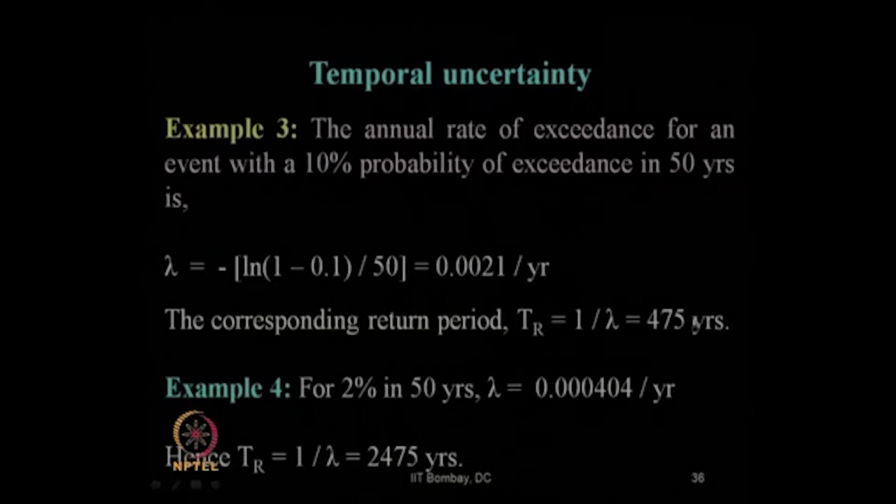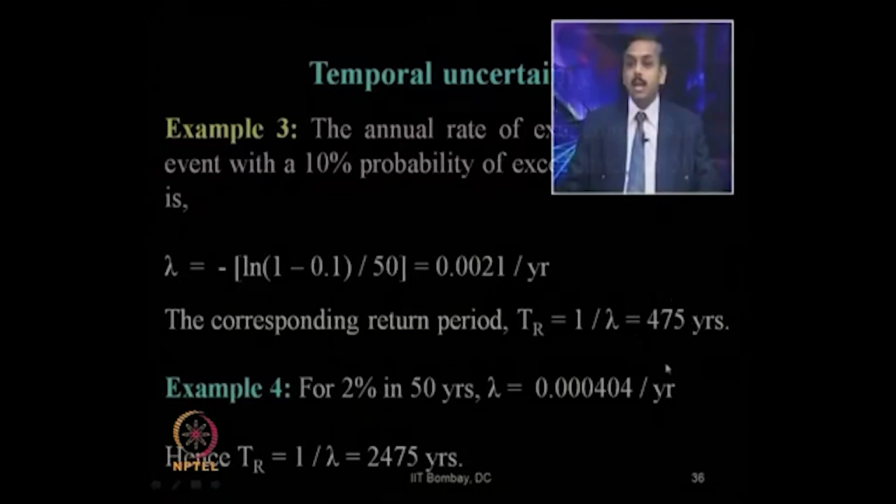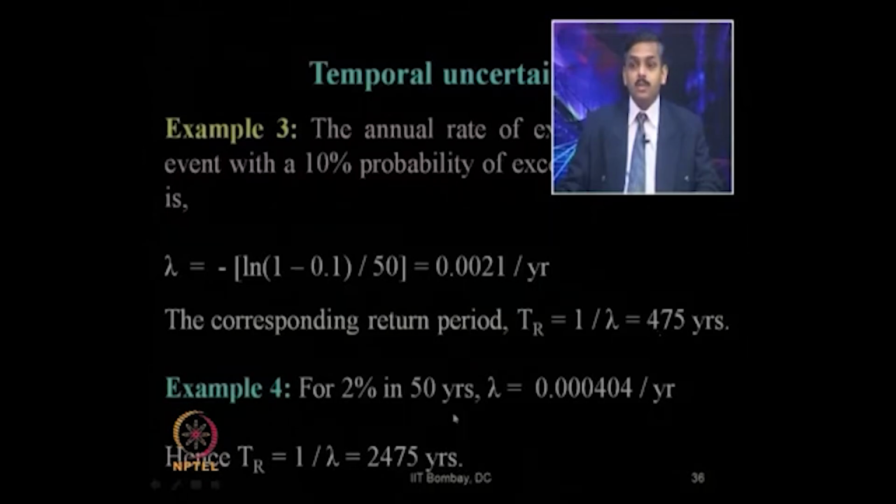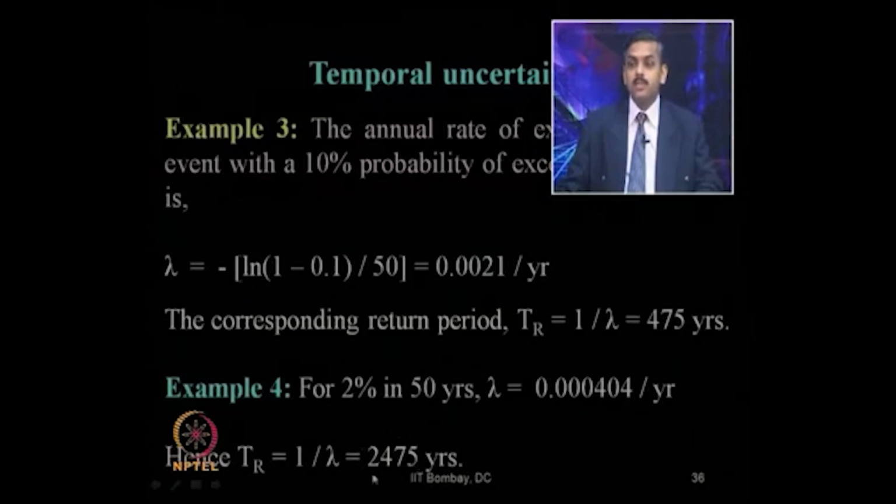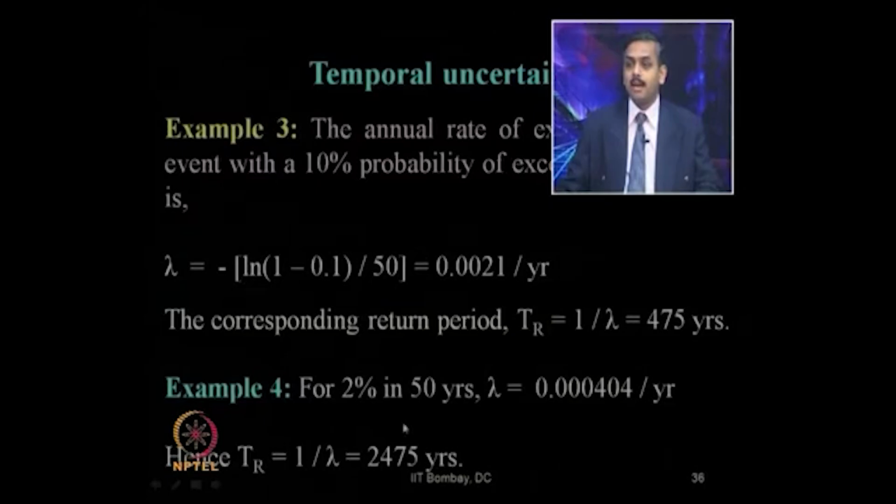Suppose for any structure of medium importance, we generally use this return period of 475 years, which is pretty common. And for very important structures, we typically use the return period of 2475, with 2% probability in 50 years of time. Others we use 10% probability in 50 years of time. So, like that. Okay?